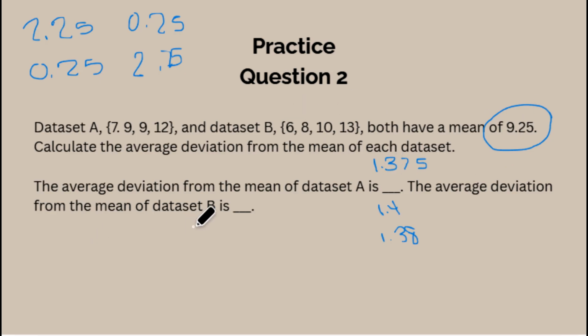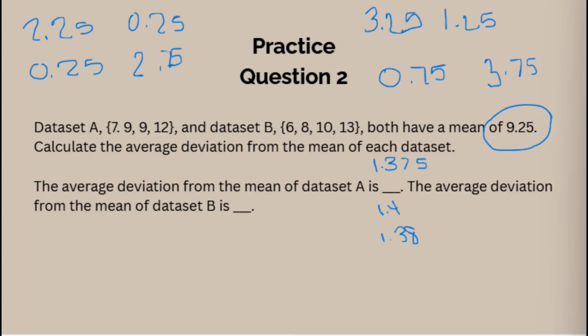Let's go ahead and do data set B. Difference between 6 and 9.25 is 3.25. Difference between 8 and 9.25 is 1.25. Between 10 and 9.25 is 0.75. Between 13 and 9.25 is 3.75.